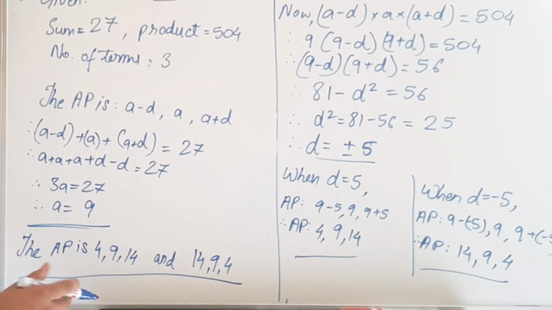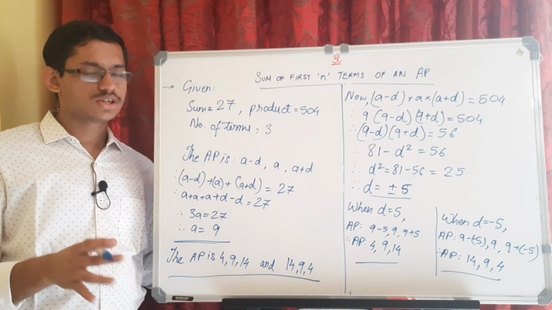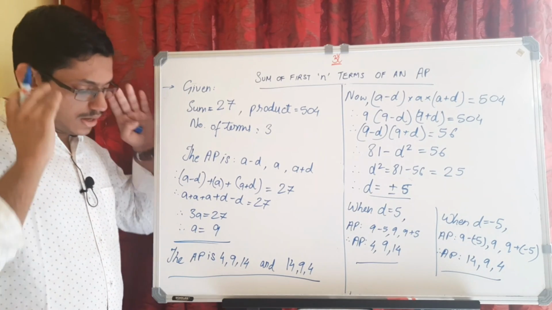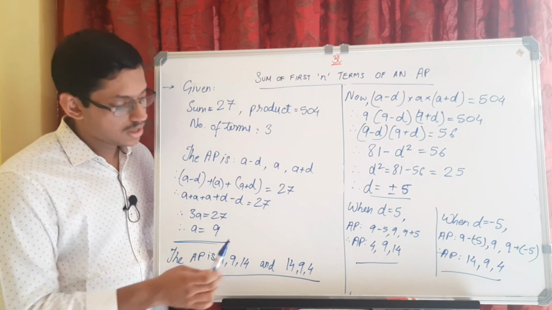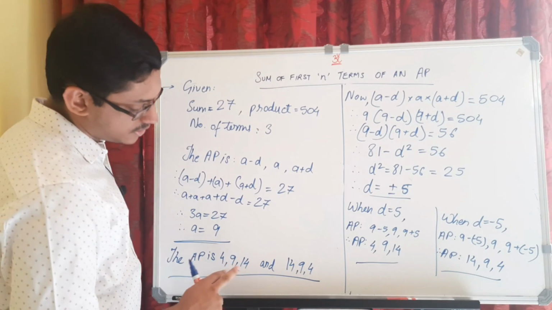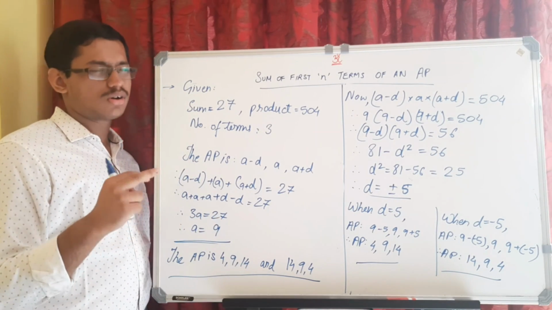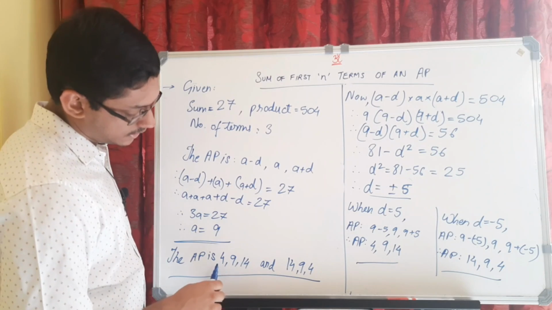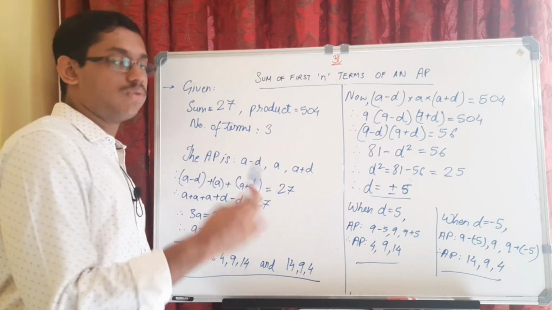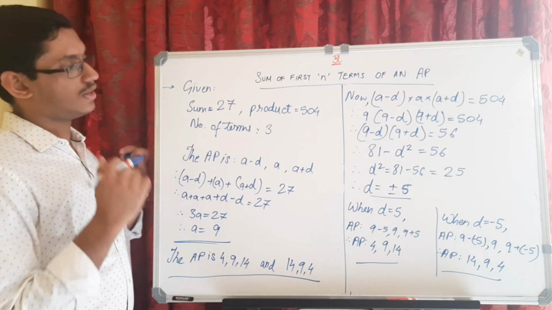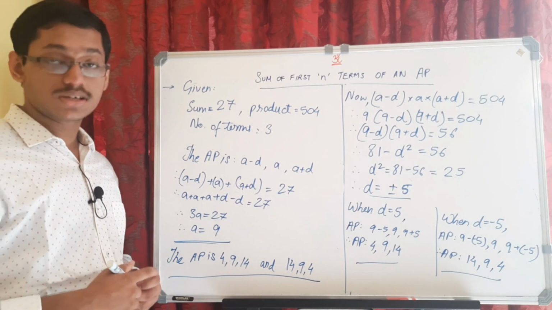See, if you find that your answer is not properly matching, always remember this thing, that both the APs will be the reverse of each other. Like this is 4, 9, 14. The next AP will be 14, 9, 4. Like this you can verify whether your answer is correct or wrong.